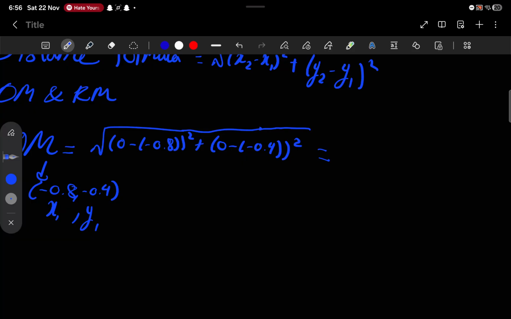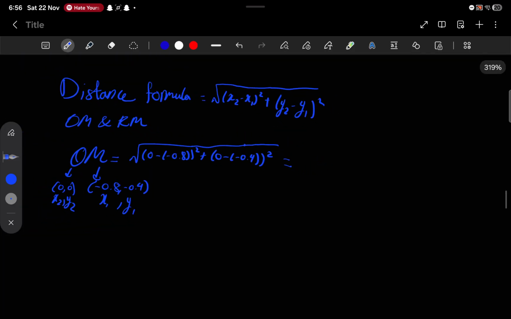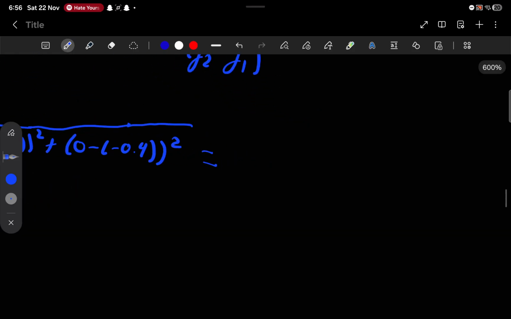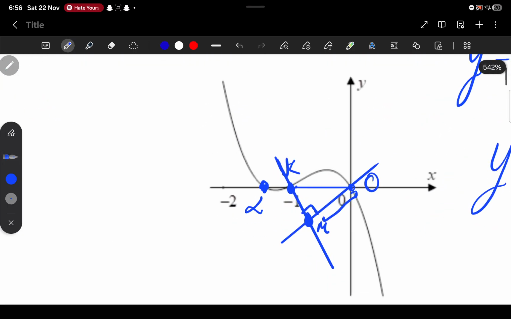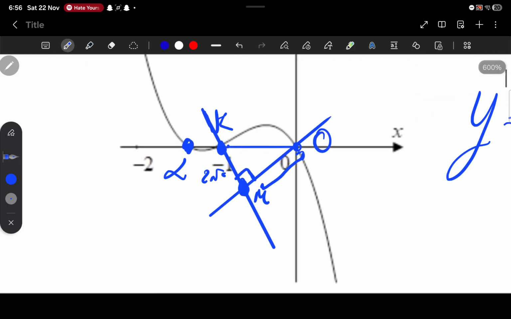All under the radical, of course. You'll get, or sorry, this is plus. Doesn't really matter though. And a plus 0.8 squared plus 0.4 squared. Yeah, I'll get the same thing. So this is essentially 0.8 squared plus 0.4 squared, which gives you 2 radical 5 over 5 units. So what am I gonna write here? 2 radical 5 over 5. So 2 radical 5 over 5 units.